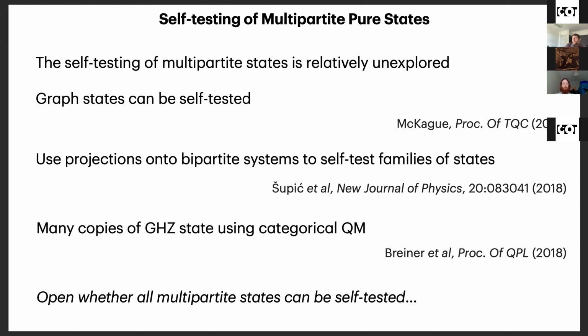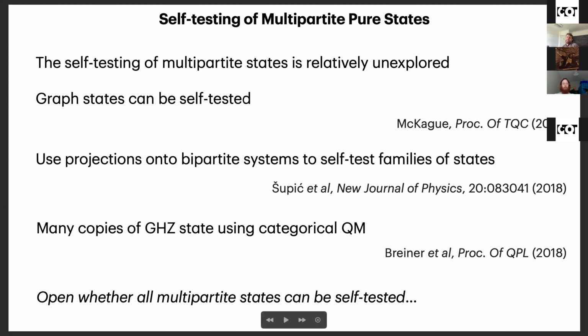So McKague in 2014 showed that graph states can be self-tested based on the stabilizers of graph states. Don't worry if you don't know what that means. And there was a nice general technique developed by Ivan Šupić. That name just keeps popping up. This nice technique uses projections onto bipartite systems, which you can then leverage to self-test multipartite systems. So this is a really nice general technique, and you can self-test families of states with this method.